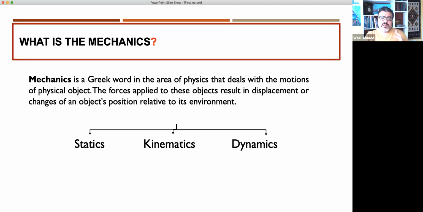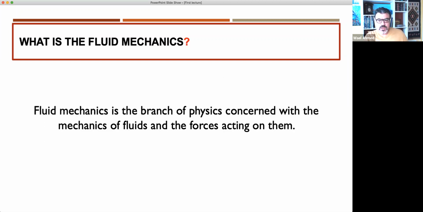And if we consider the forces and the motion, we are concerned more with the dynamics part. So forces acting and creating motions of these particles. As I mentioned, we're not going to deal so much with the solids part here, and we're going to focus on fluid mechanics.